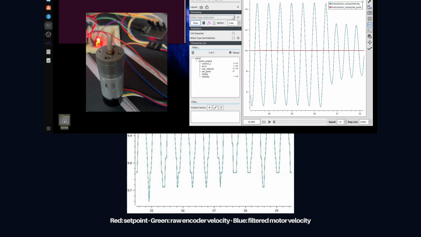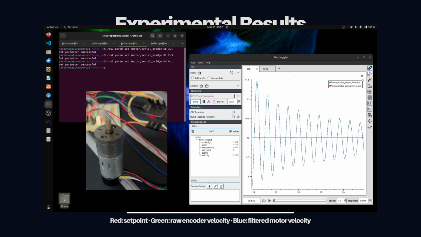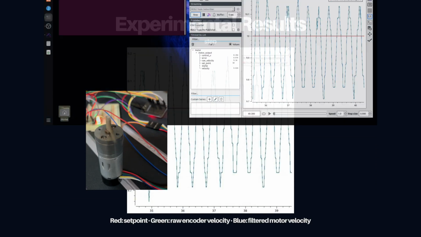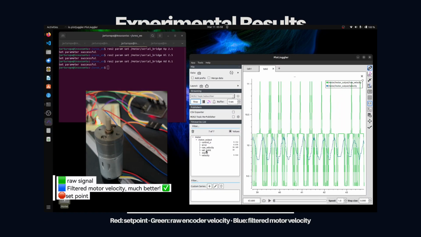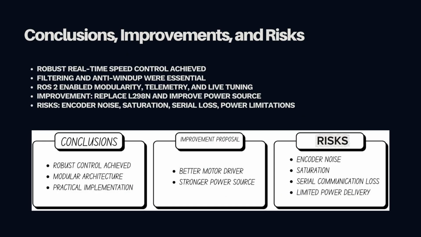In the step test, the controller maintains the motor velocity around the desired value with small oscillatory error. Based on experimental plots, the system achieves stable real-time regulation and acceptable tracking performance for all tested reference signals. In conclusion, this project achieved stable real-time speed control of a DC motor using ROS2 and an ESP32. Filtering and anti-windup were key to improving practical performance, while ROS2 enabled modularity, telemetry, and live tuning. Our conclusions are based on experimental validation on the real system.